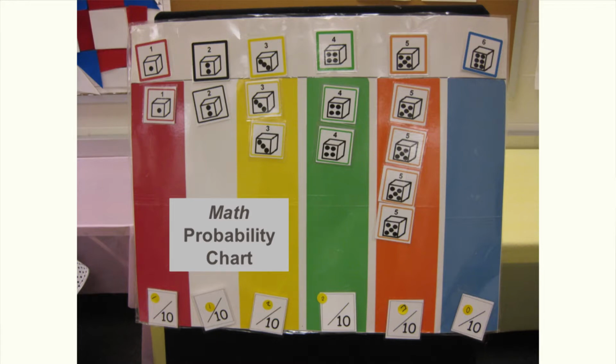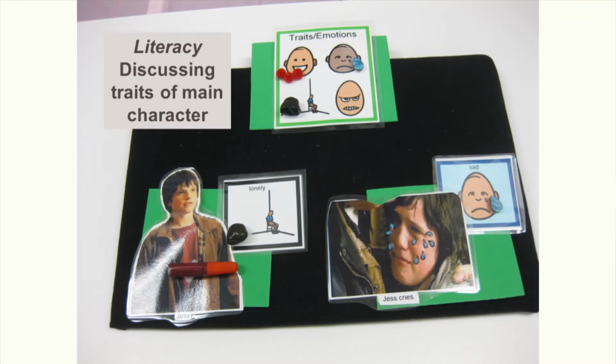Math probability. If you're rolling the dice, how many times do you get 1, 6, and so on. This is just a different way to do percentages, probabilities. Okay? So, literacy, discussing traits of a main character. Here you are looking at those standards, and it says traits of the main character, settings, those kinds of things. This is how you could represent it.